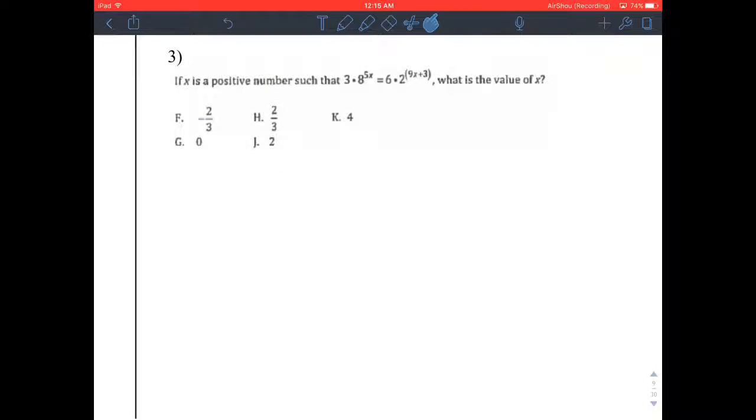Number 3, if x is a positive number, so that 3 times 8 to the 5x equals 6 times 2 to the 9x plus 3, what is the value of x? This problem, once again, is done much faster if you plug it into your calculator.